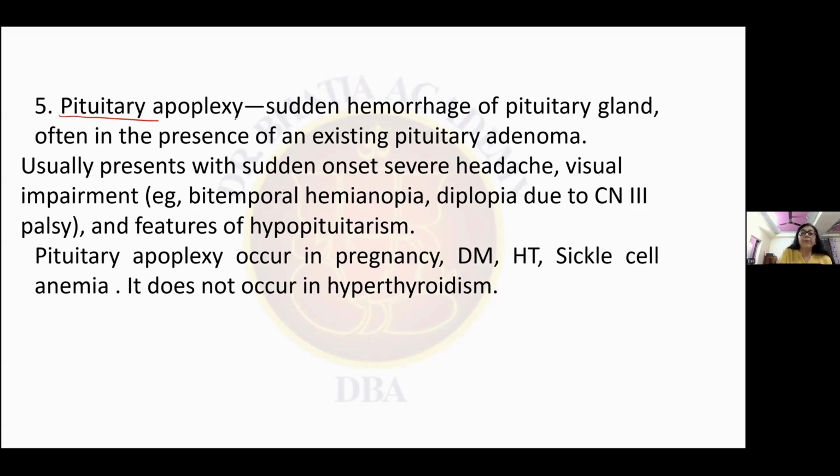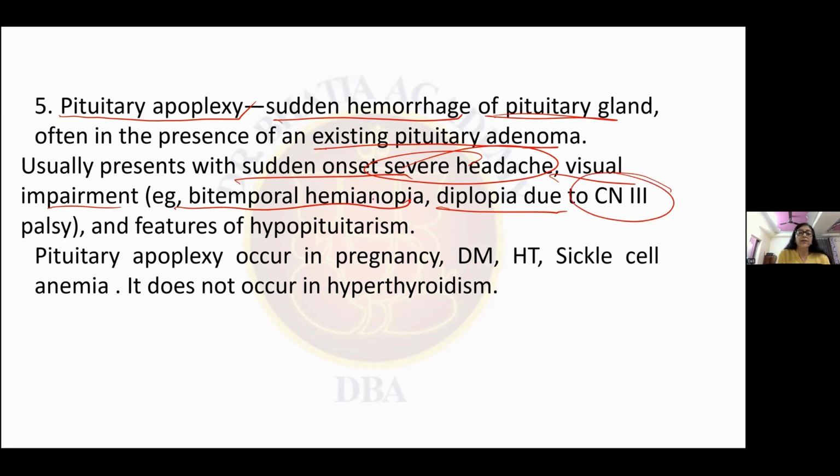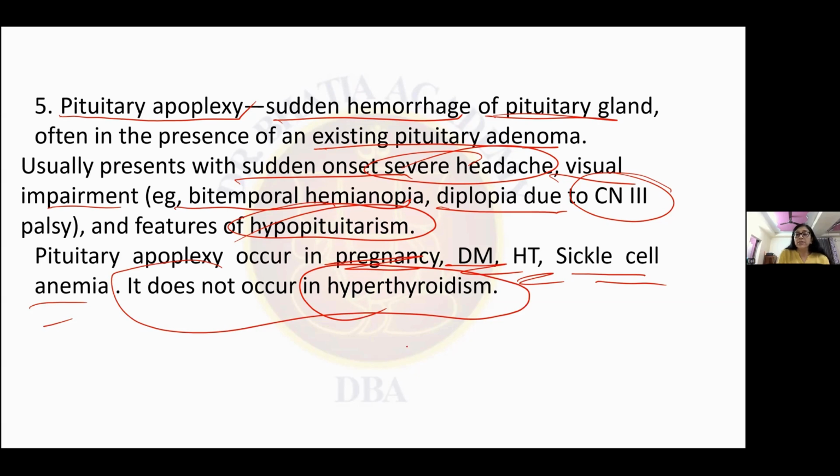Then pituitary apoplexy, because of sudden hemorrhage of the pituitary gland, which is seen at times in the case of existing pituitary adenomas. It presents with sudden onset severe headache with visual impairment, that is bitemporal hemianopia. It can be diplopia because of third nerve involvement, or features of hypopituitarism. Pituitary apoplexy occurs in pregnancy, diabetes, hypertension, sickle cell anemia, but it does not occur in hyperthyroidism.